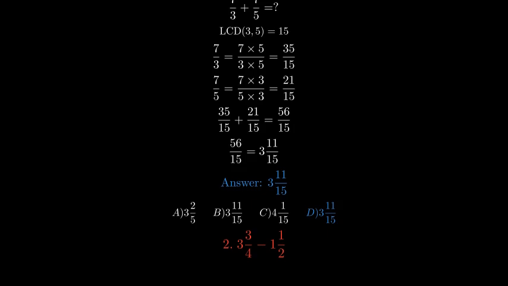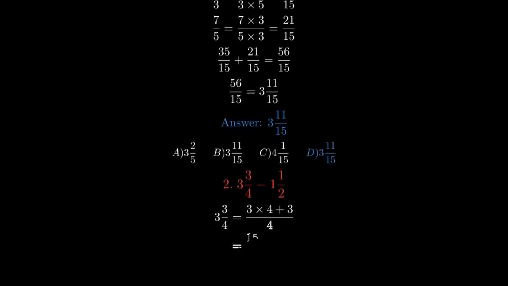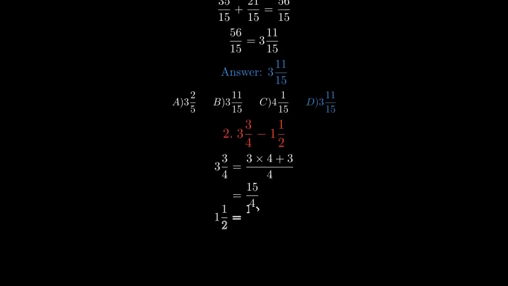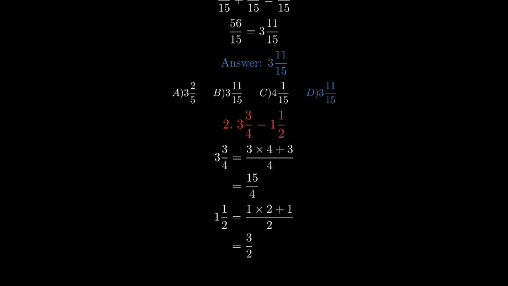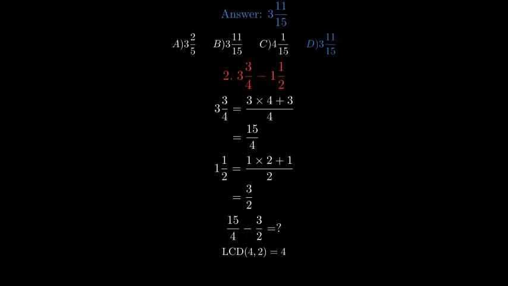Next, let's see how to subtract mixed numbers with an example. 3 and 3/4 minus 1 and 1/2. First, let's convert both mixed numbers to improper fractions. 3 and 3/4 equals 15/4. 1 and 1/2 equals 3/2. To subtract these fractions, we need a common denominator. The least common multiple of 4 and 2 is 4.